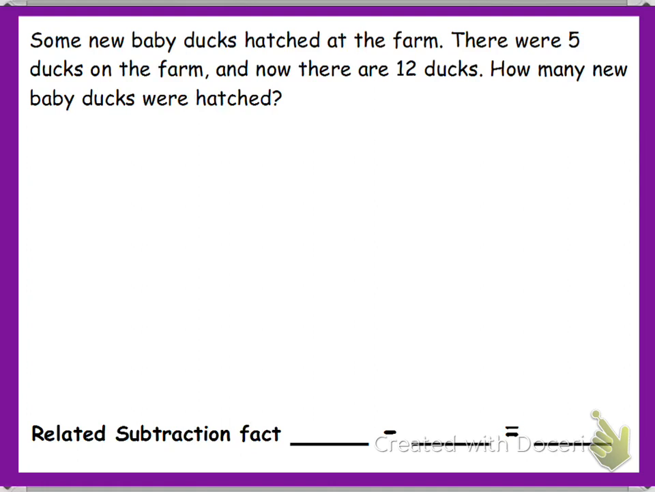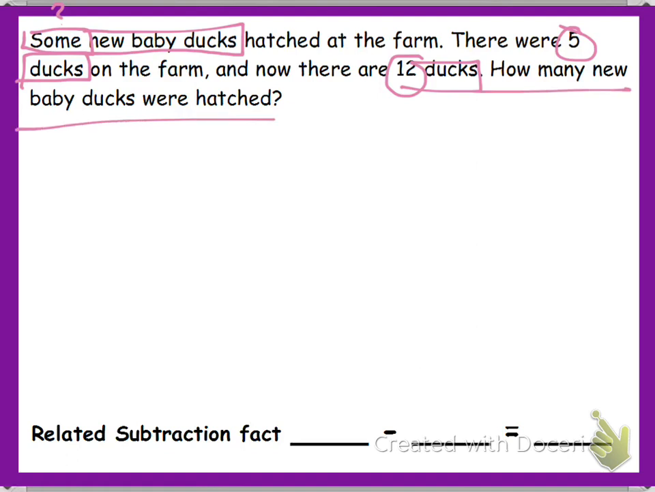This time I'm going to do cubes as I'm reading it. Some new baby ducks hatched at the farm. There were 5 ducks on the farm, and now there are 12 ducks. How many new baby ducks were hatched? So I circled 5 and 12, underlined the question, how many new baby ducks were hatched? Boxed in some, new baby ducks, ducks, and then ducks again.